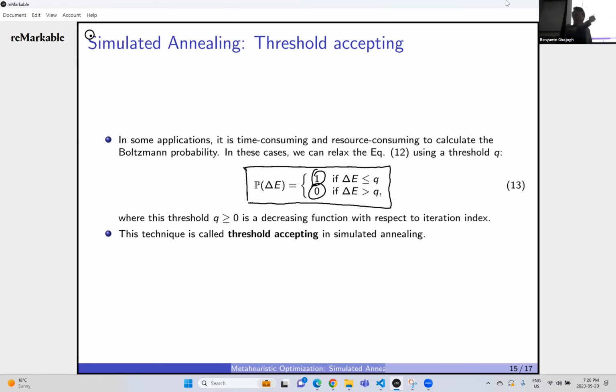But this Q itself should have the idea of cooling down the temperature. So the Q itself is a decreasing function with respect to iteration index. Initially, when Q is large, I give more chance to worse points. Gradually, I decrease Q, so I give less chance to the worst points. And Q is greater than or equal to 0, so Q never gets negative. So it's called threshold accepting.